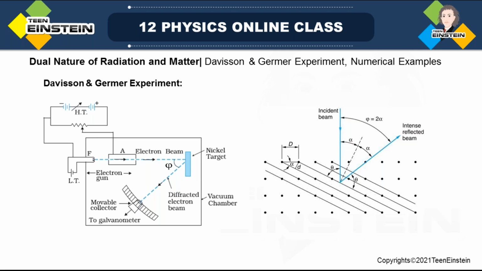We'll conclude this chapter, dual nature of radiation and matter, by discussing Davison-Germer's experiment and taking a few numerical examples. On this chapter, dual nature, all the way from photoelectric effect to de Broglie's hypothesis. In the last class, we had discussed de Broglie's hypothesis.